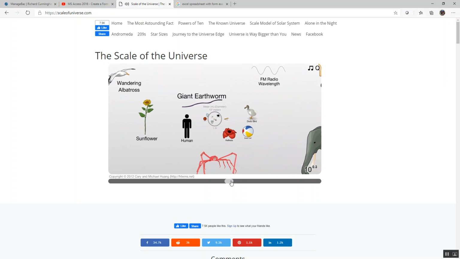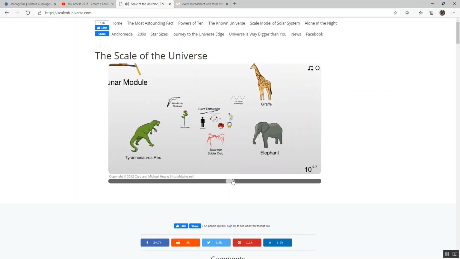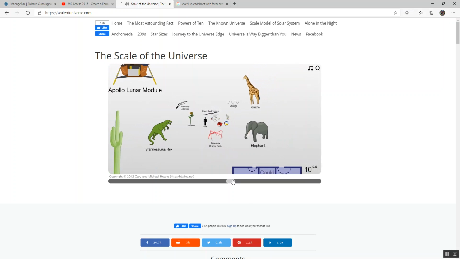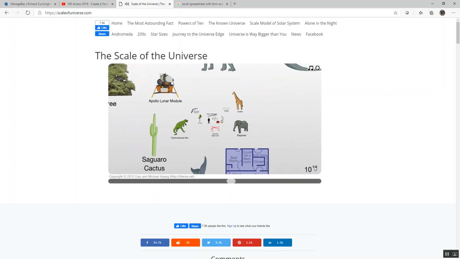If we notice the little 10, it's actually going up: 10 to the 0.2, 10 to the 0.3, 10 to the 0.4, and if I can try and stop. Okay, 10 to the 1. What's 10 to the 1? 10. Okay, so that means it's 10 meters. These things are roughly about 10 meters long: the side of a house, a saguaro cactus is about 10 meters tall. It's easy enough to write 10 rather than 10 to the 1.